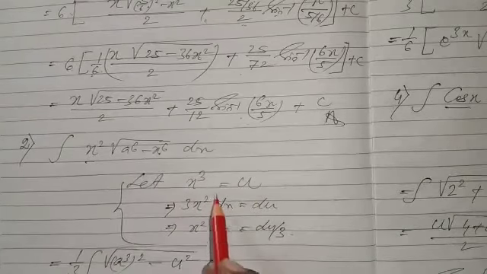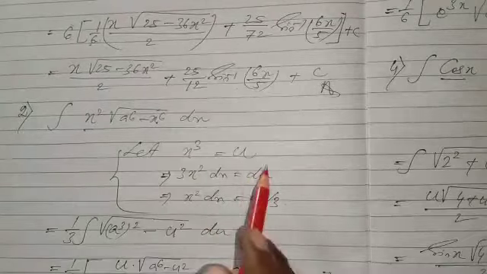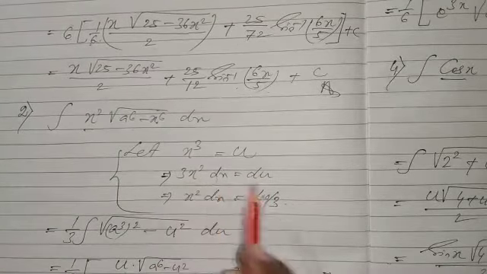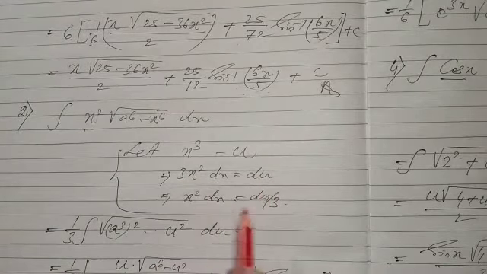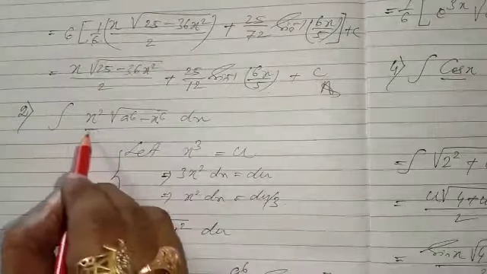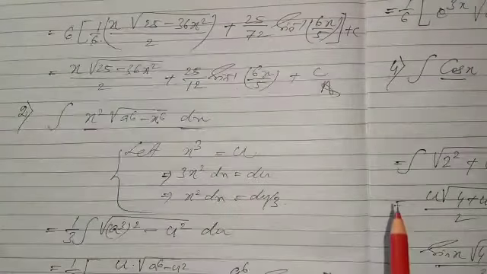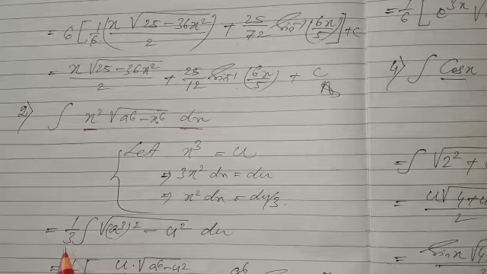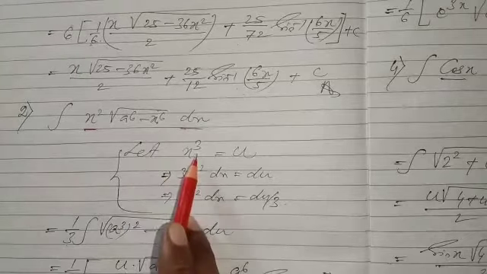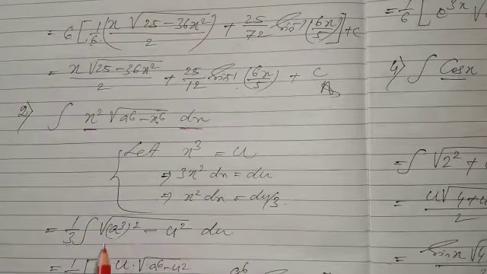Let x cube equal u. Differentiating both sides, it will be 3x square dx equal to du. x square dx will be du by 3. Here x square and dx will be du by 3. 1 by 3 I have taken outside. This is a cube whole square minus x to the power 6, means x cube whole square, x cube means u square, root over du.